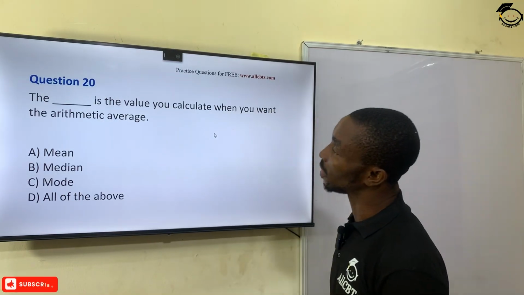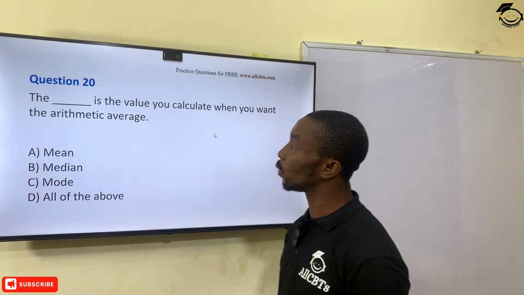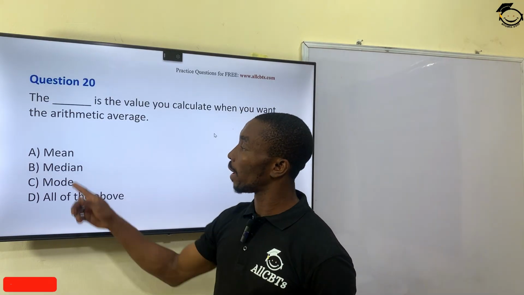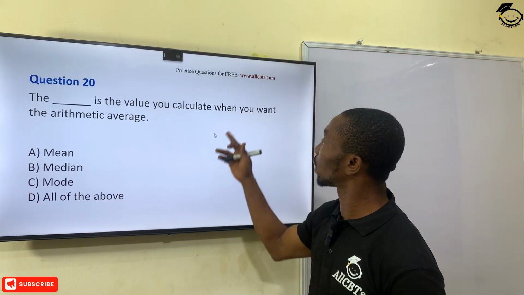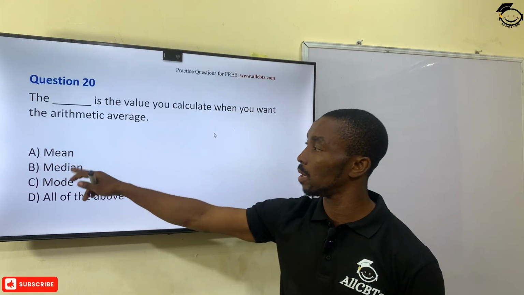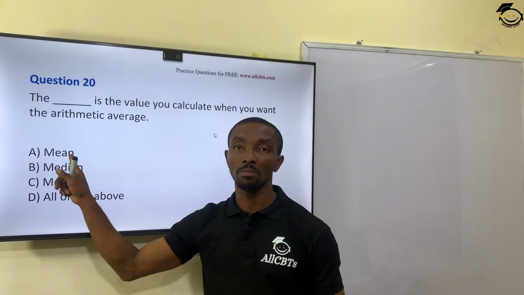The dash is the value you calculate when you want to calculate the arithmetic average. Now, we have mean, median, mode, and all of the above. Now, the value to calculate for your arithmetic average is your mean. So the right answer would be mean. For arithmetic average, we have it as mean.